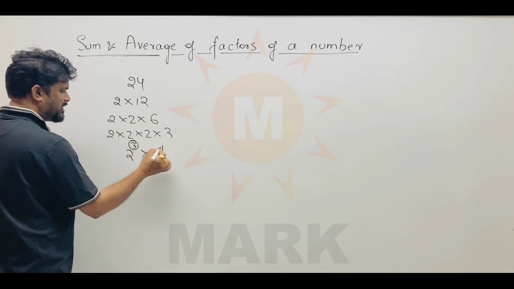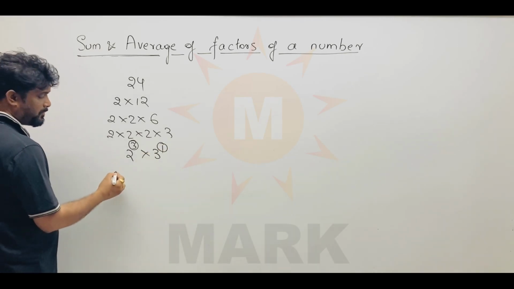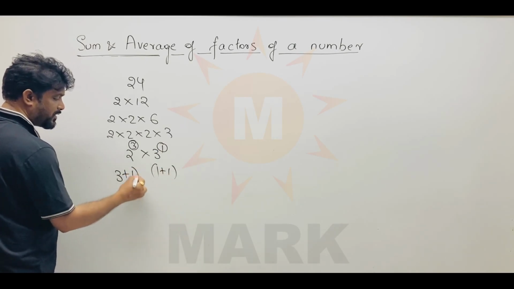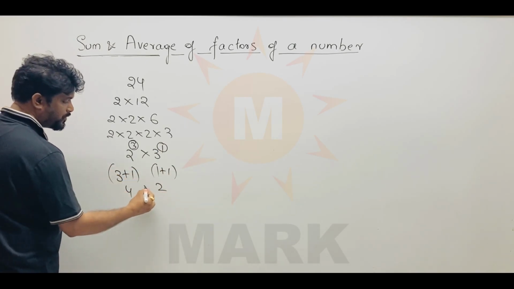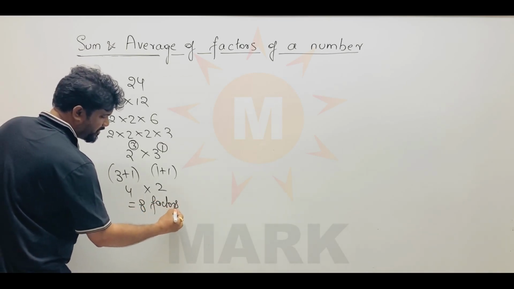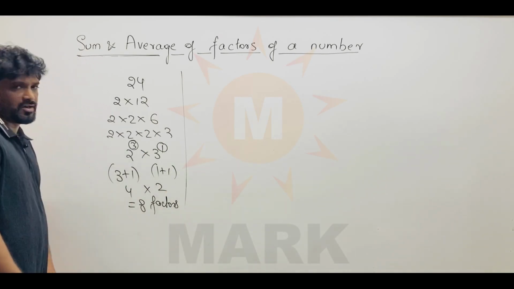So now I am taking the powers 3 and 1. I'll add 1 to this number and I'll also add 1 to this number, and this becomes 4 and this becomes 2. So the total number of factors is 8. There are 8 factors for 24, right?